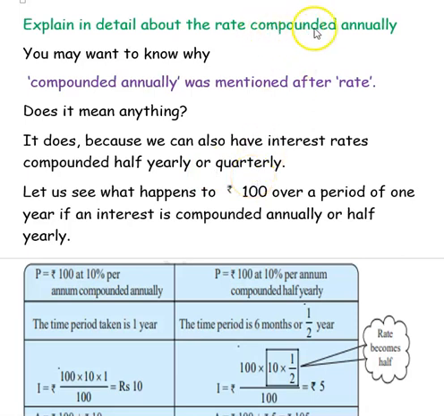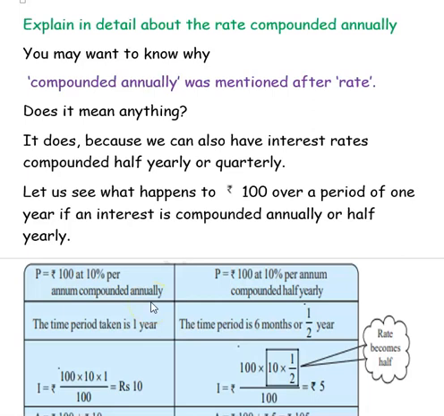So now compounded annually means for 1 year, but we can also have the rate compounded half yearly, that is for half the year, or quarterly, 1/4 of the year. Now let's see what happens to ₹100 over a period of 1 year if an interest is compounded annually or half yearly. So we are going to take a principal amount of ₹100 at 10% per annum compounded annually.